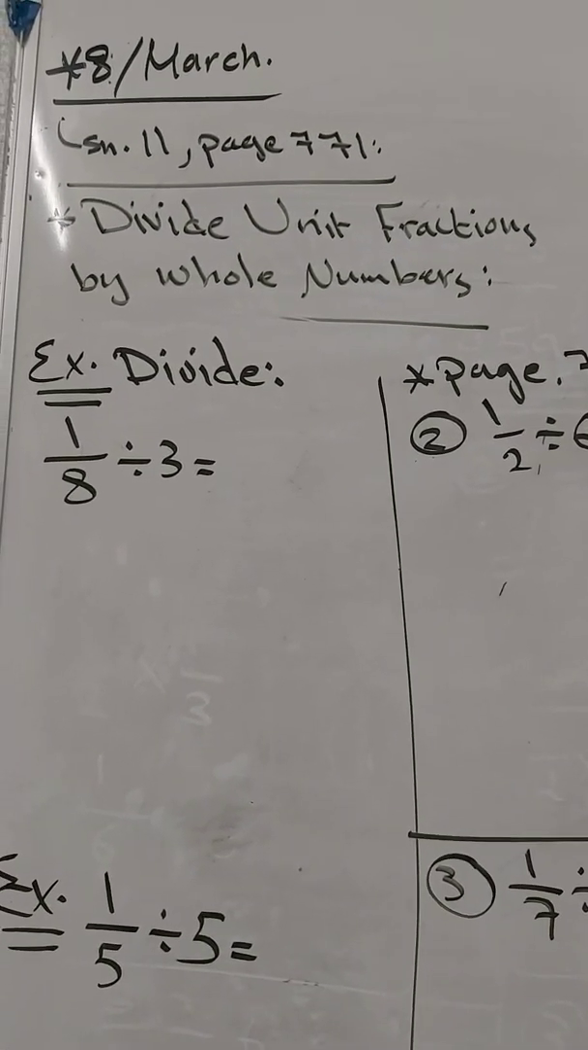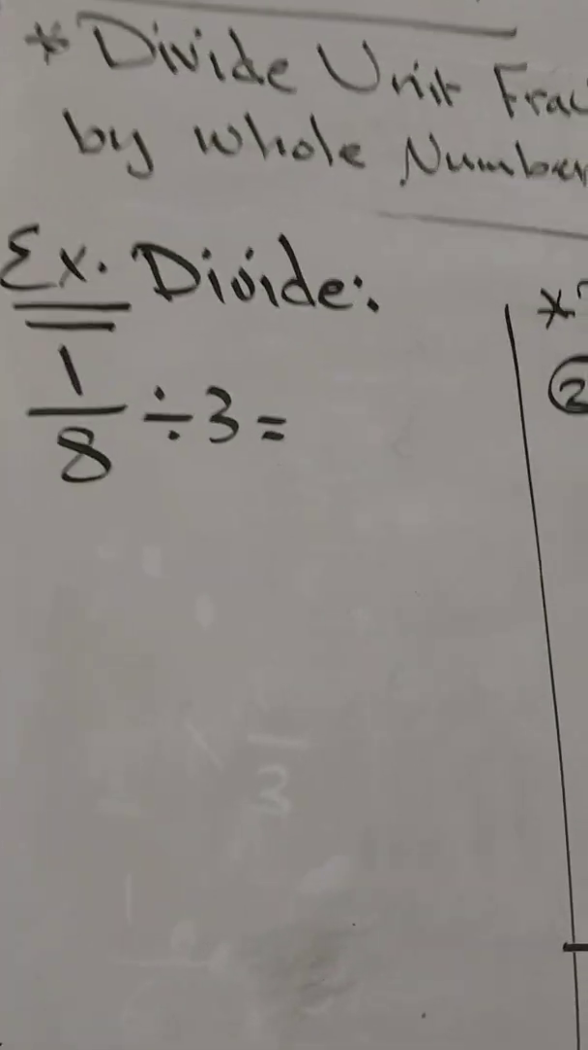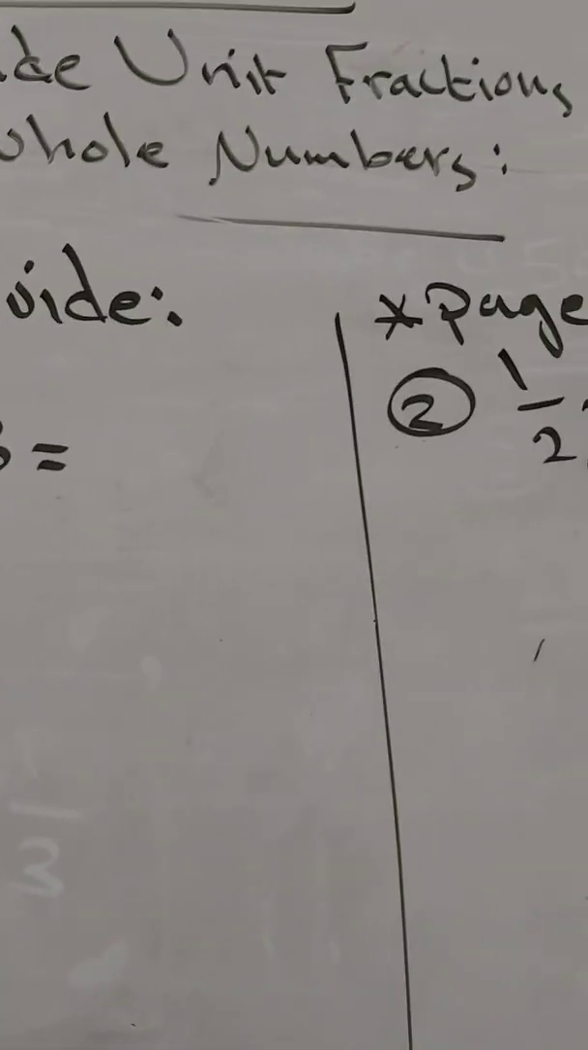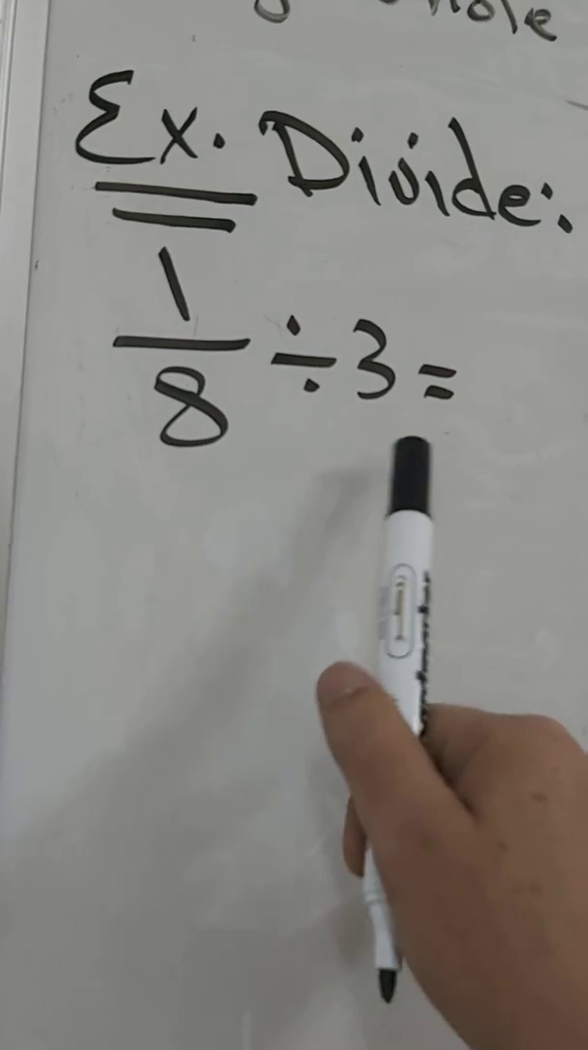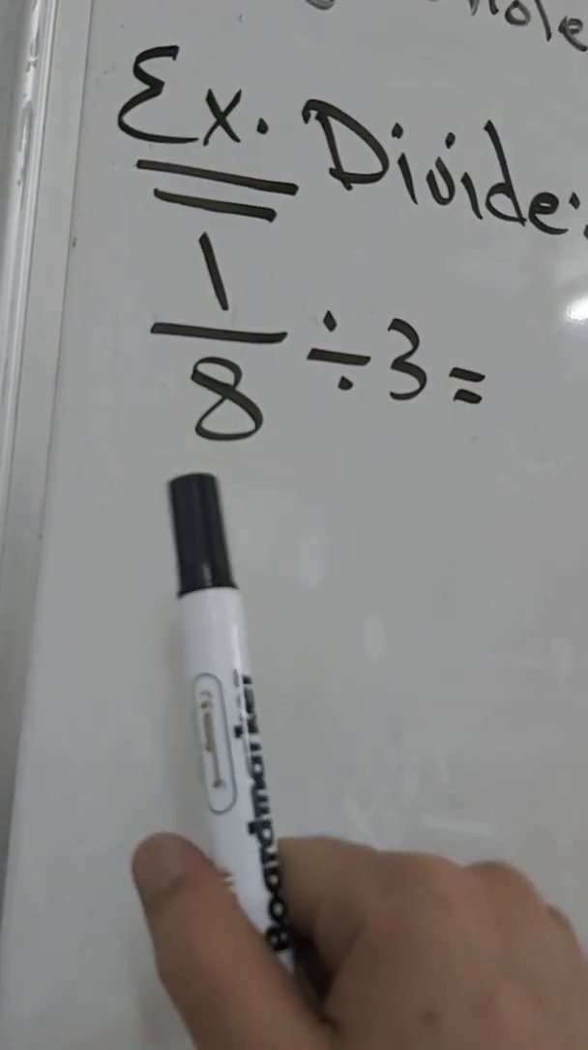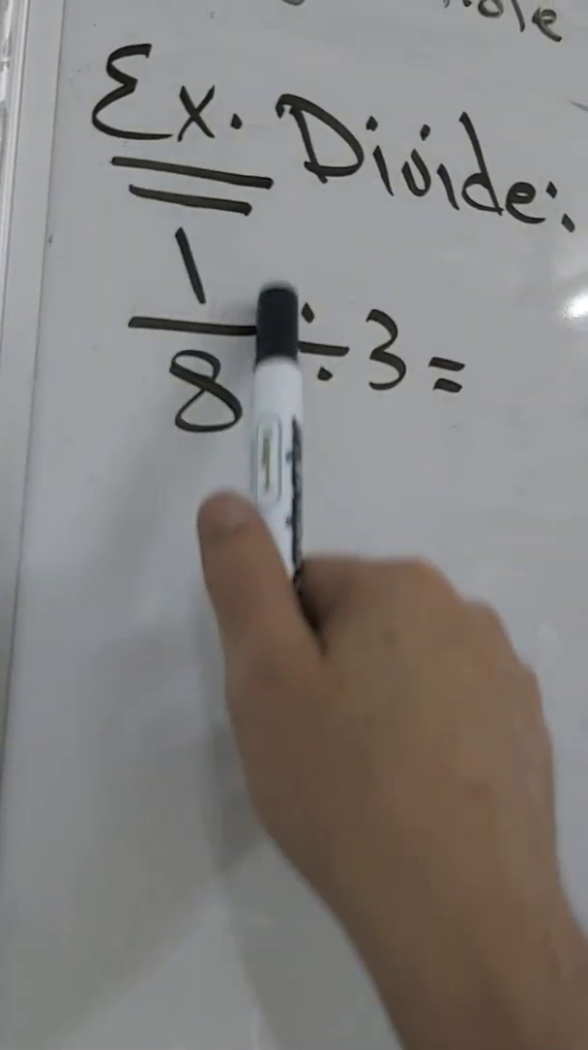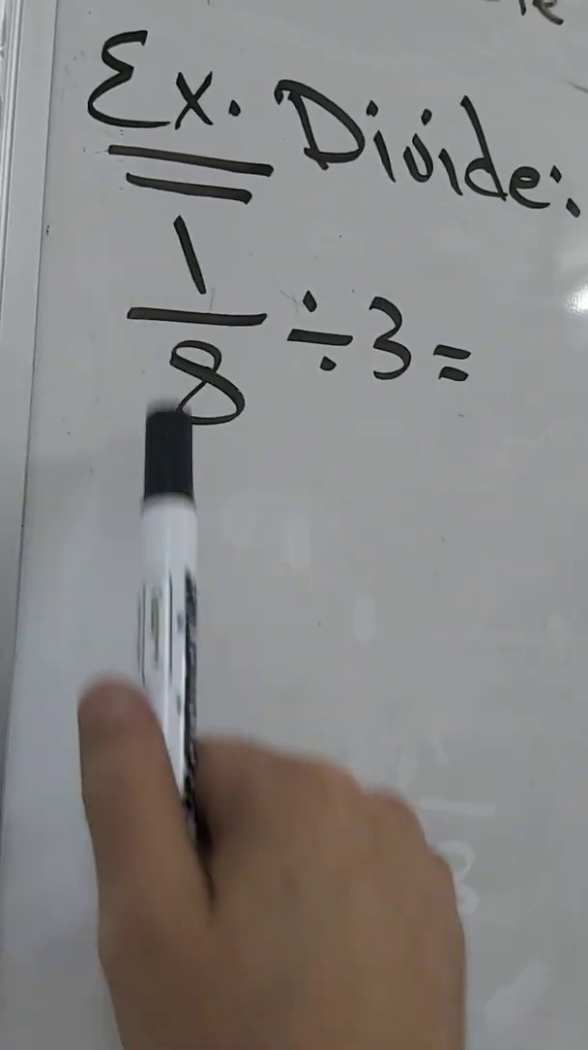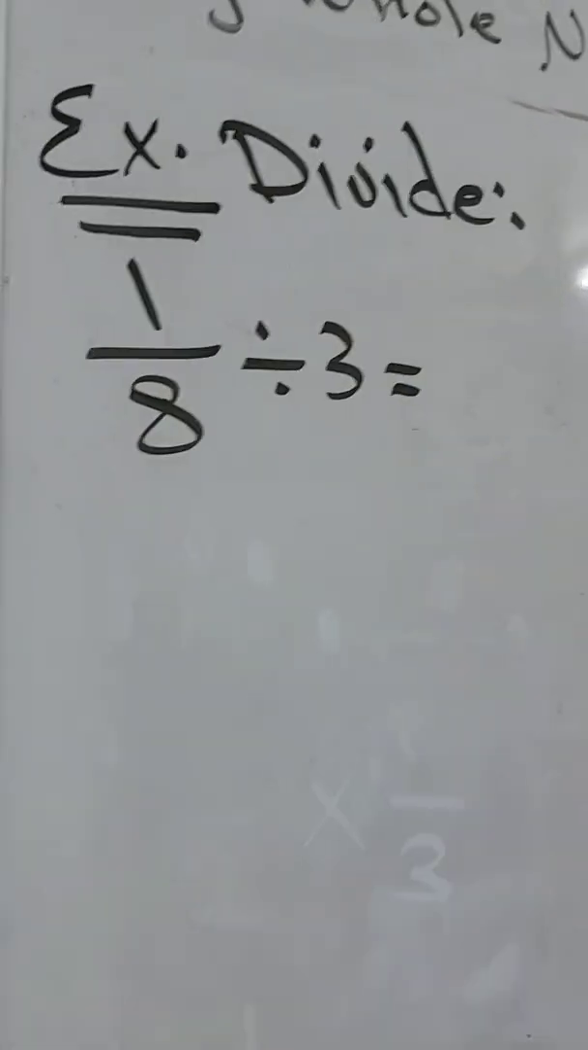Divide unit fractions by whole numbers. Now in the previous lesson we divided the whole number by the fraction. But today we'll divide the unit fraction. Unit means up is 1. The unit fraction by the whole number.